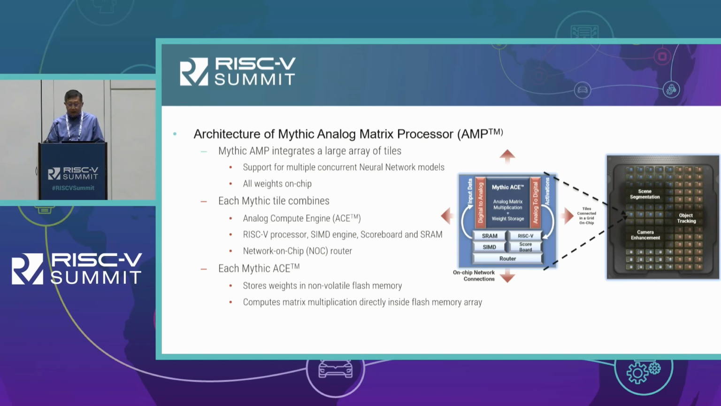ACE, our analog compute engine, we store the neural network weights in non-volatile flash memory, and that technique saves lots of data movement as well as external memory storage. We also compute the matrix multiplication directly inside the flash memory arrays. That's how we achieve the performance enhancement as well as power saving, by avoiding moving lots of data around.